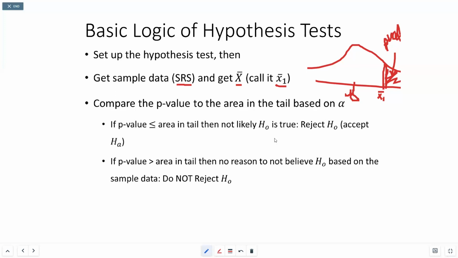And if that is less than what you are likely to accept as a margin of error, then you're going to reject the null and accept the alternative. If the p-value is greater than the area in the tail that you were willing to have as a margin of error, then there's no reason to believe the null is false. So you do not reject it.